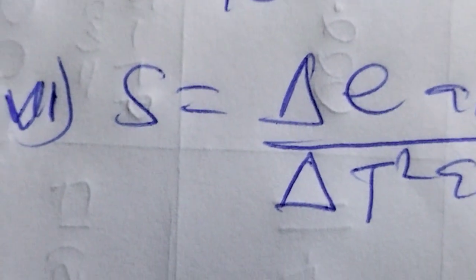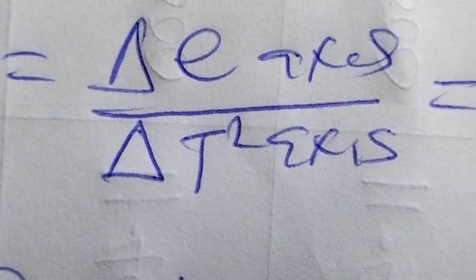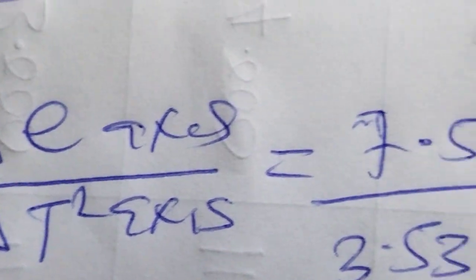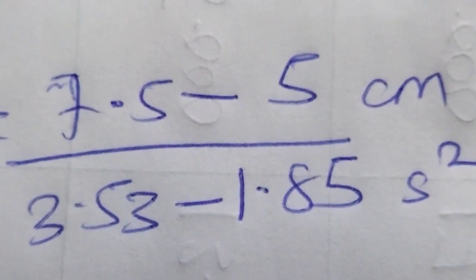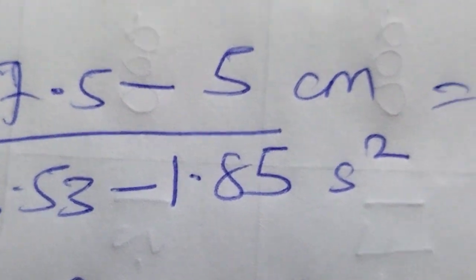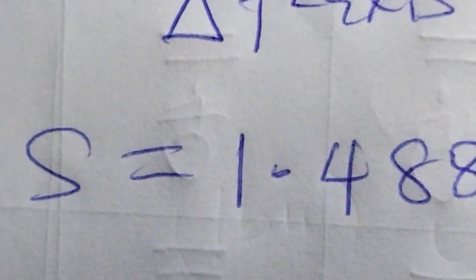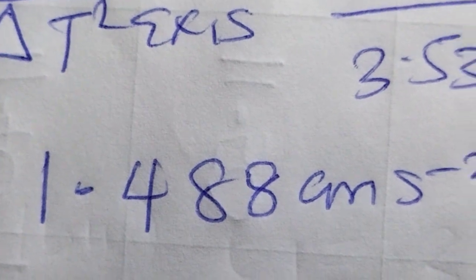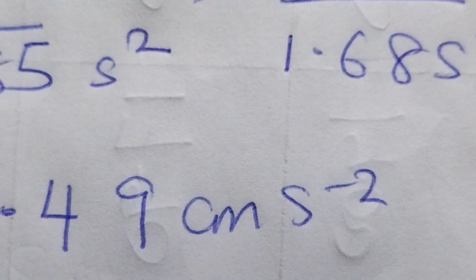So let's go to the slope. Taking our slope, which is the change on the E axis over the change on the period squared axis, we have 7.5 minus 5 all over 3.53 minus 1.85, in cm for the numerator and second squared for the denominator. Solving it out, we now had the slope as 1.488 cm per second squared, approximately 1.49 cm per second squared to 3 significant figures.